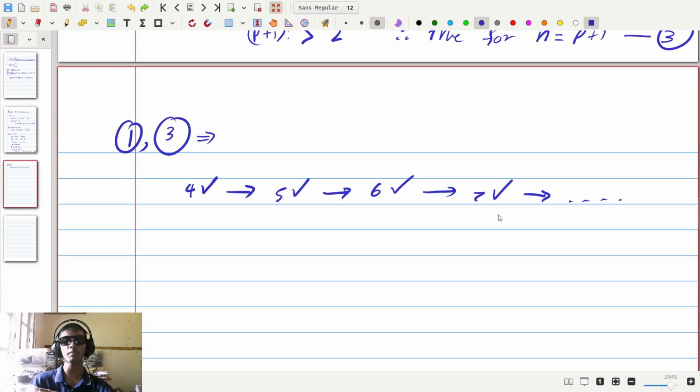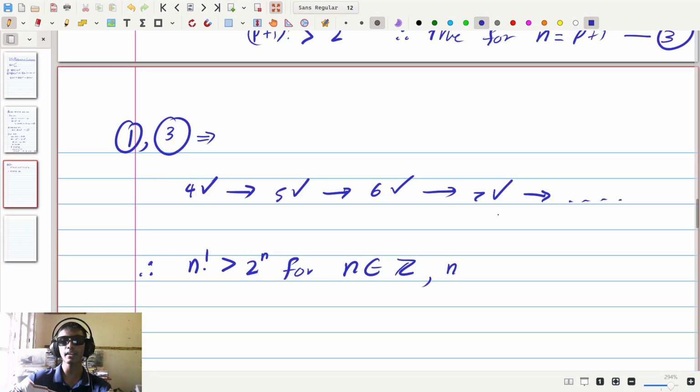As a final statement, we can say that therefore the statement we wanted to prove, which is that n factorial is greater than 2 to the power of n for n being an element of the set that we wanted, which is n being an element of the integers and n greater than 3, is true. So we can write that as our final answer, proven by mathematical induction.